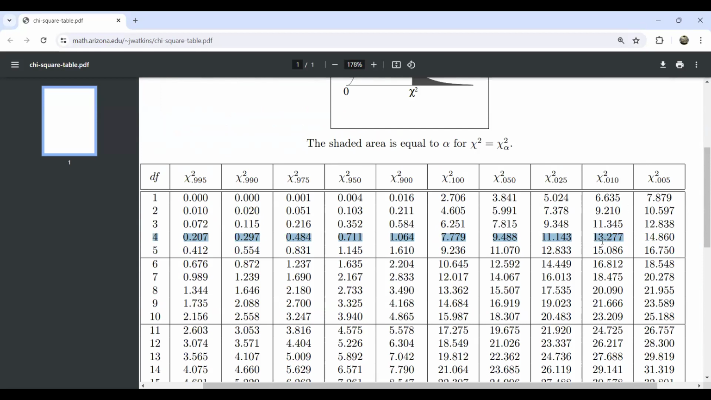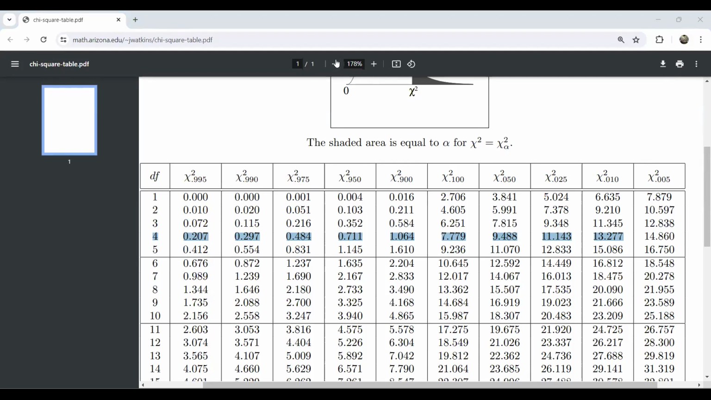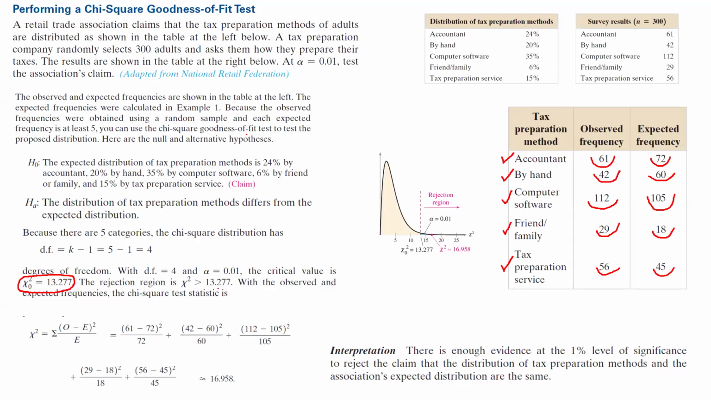And the intersection of this row and this column, 1%, is 13.277, which is exactly the same as what we did in our calculations. So here you have 13.277, which is our critical value.